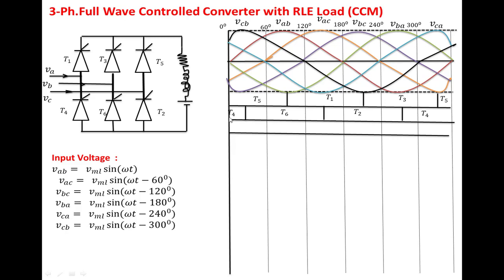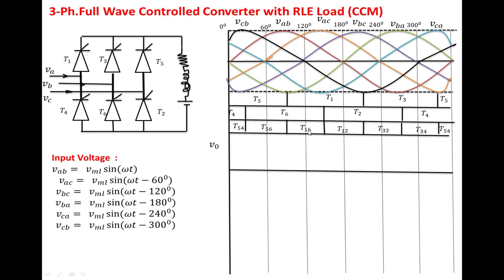Suppose we take 0 to 30 degrees: T5 and T4 are conducting, which you have to write here. From this point to this point, T5, T6 are conducting. Again from this instant to this instant, T1, T6 are conducting. Like that you have to complete. So every 60 degrees, two devices are conducting, one from the positive group and another from the negative group, for the firing angle alpha equal to 30 degrees in this waveform. Now we are going to develop the output voltage waveform.